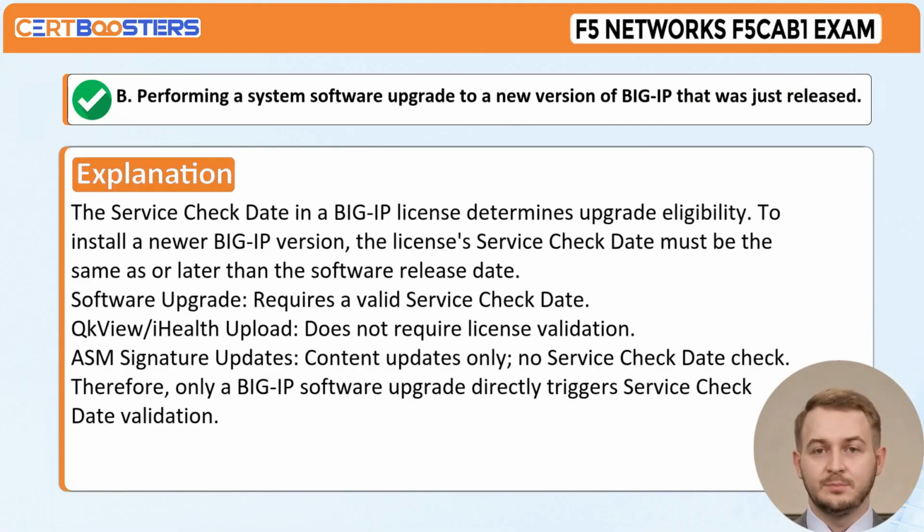Performing a system software upgrade to a new version of BIG-IP that was just released. Explanation: the service check date in a BIG-IP license determines upgrade eligibility. To install a newer BIG-IP version, the license's service check date must be the same as or later than the software release date. Software upgrade requires a valid service check date. QKView/iHealth upload does not require license validation. ASM signature updates are content updates only, with no service check date check. Therefore, only a BIG-IP software upgrade directly triggers service check date validation.